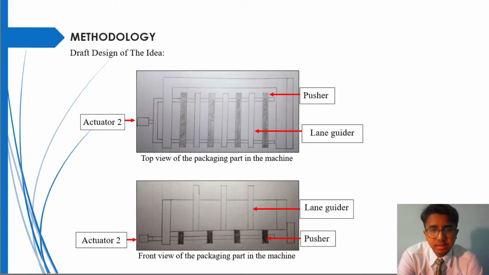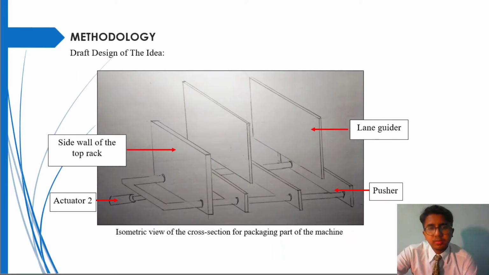As you can see here, this is the top view and the front view of the packaging part in the machine. The part of the machine is listed. This is the isometric view of the cross-section for the packaging part of the machine. The idea is drafted on the paper. As you can see here, the parts of the packaging are listed.